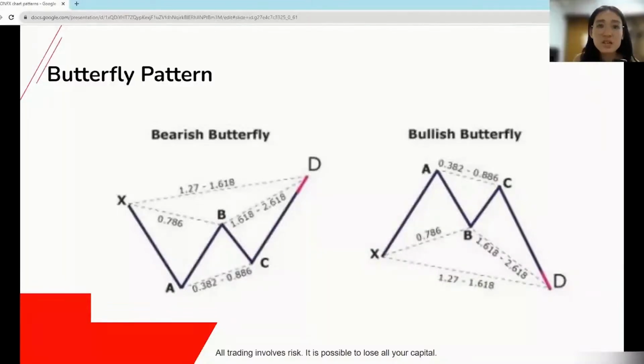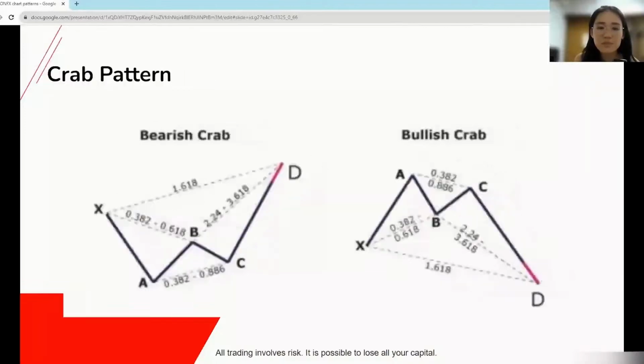Okay, so point C retraces anywhere between 38.2 to 88.6, as you can see here, of the corrective leg AB. Okay, bullish would just be the opposite of that. Crab patterns. So the crab pattern was discussed and released in 2001. So this is an extreme pattern, and the corrective wave AB should end between 38.2 and 61.8 retracement for the impulse leg of XA.